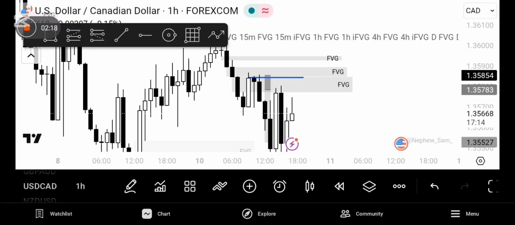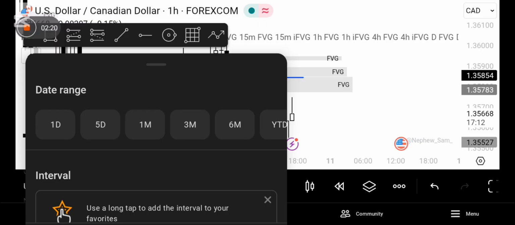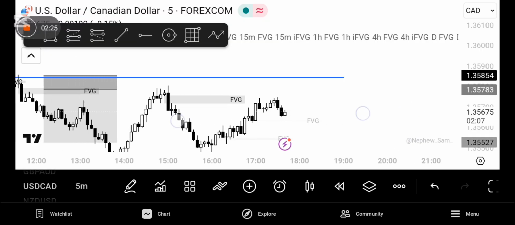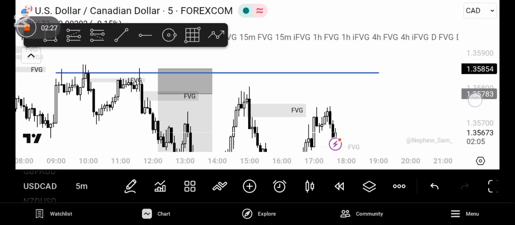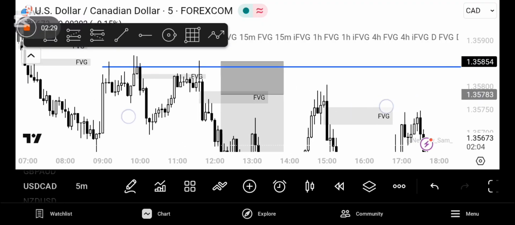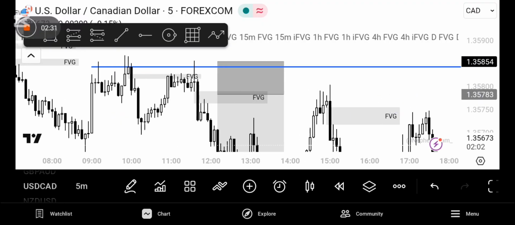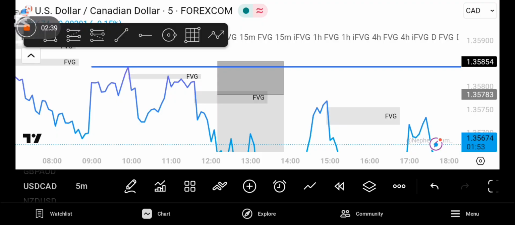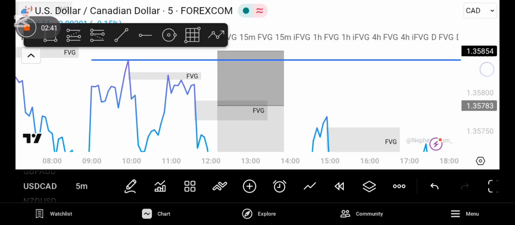So immediately I saw that, I switched over to the 5 minute time frame, right? Easy. I switched over. Then what did I do again? I look for the same thing, change in state of delivery, right? That's MSS or CISD, whatever language you choose to call it. So I'm looking out for the same thing again.